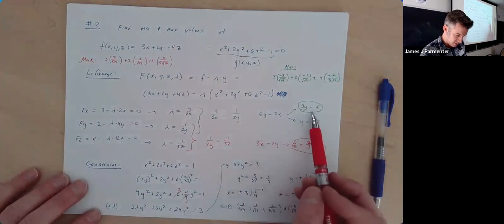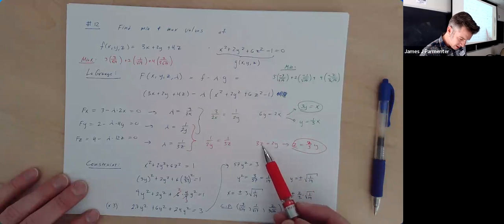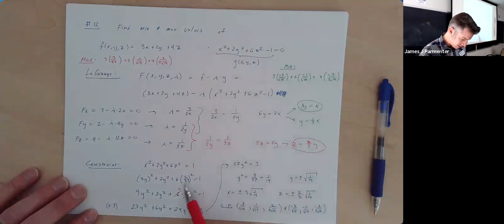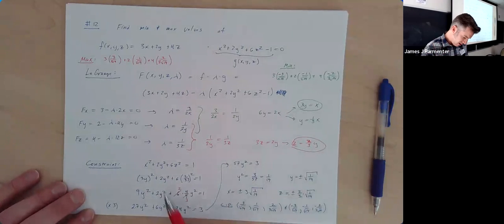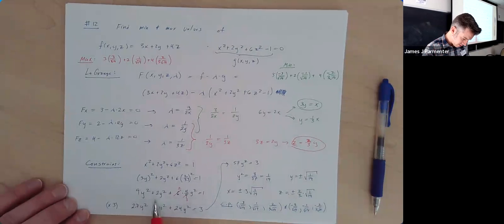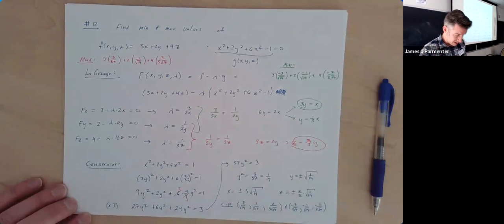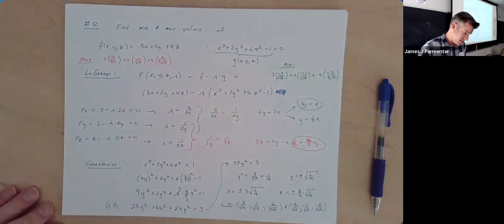We found X in terms of Y, we found Z in terms of Y, we plug those in for X and Z respectively. We simplify this out, just double checking here, 9y squared, 2y squared, and 6 times 4 ninths is 24 ninths, which is 8/3. And then multiplied everything by 3, 27, 6, 8 times 3 is 24, 30, 57. Yep. Okay. That seems right as far as I can tell. So there you go.